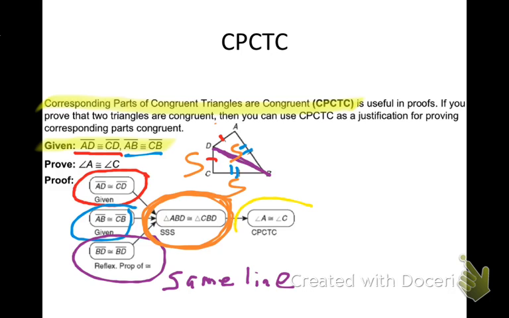So here's the new part. Right here in yellow is the new part. How do we know angle A is congruent to angle C? Because of our new theorem that we just learned: corresponding parts of congruent triangles are congruent. So the last step of almost everything we're doing today is going to be CPCTC, which means all those individual parts are congruent. That's all it is.